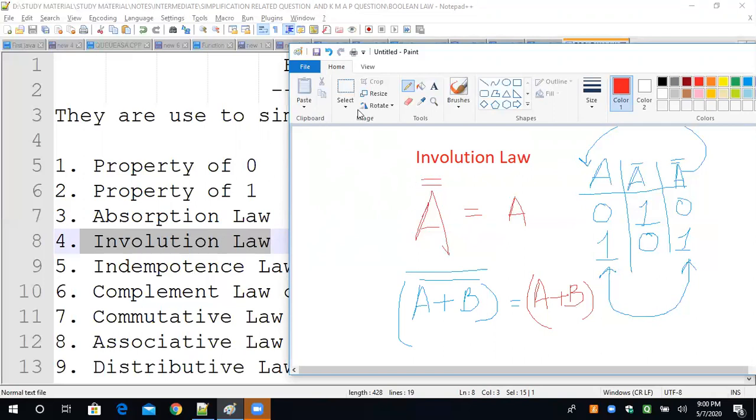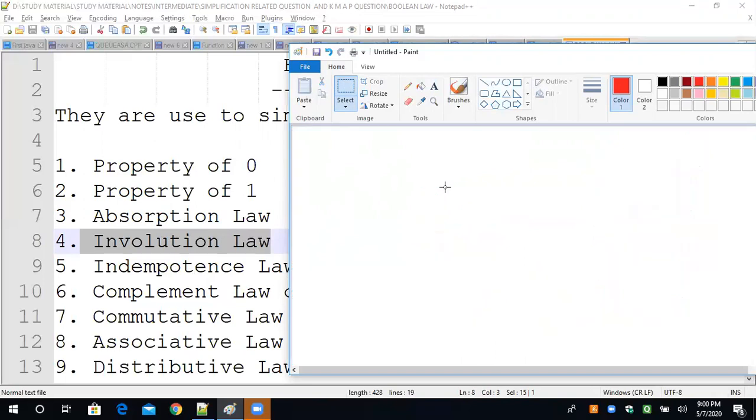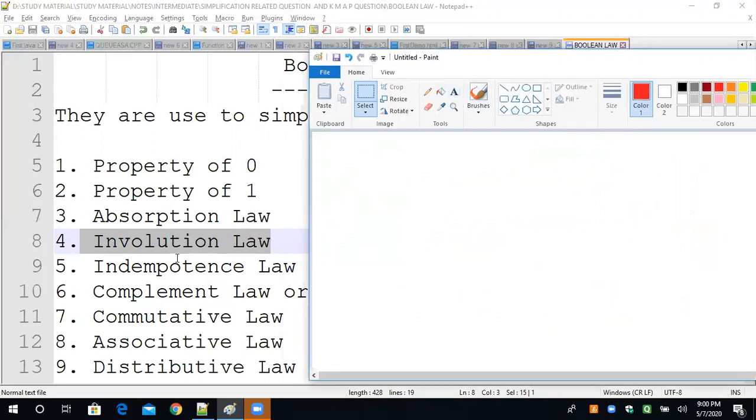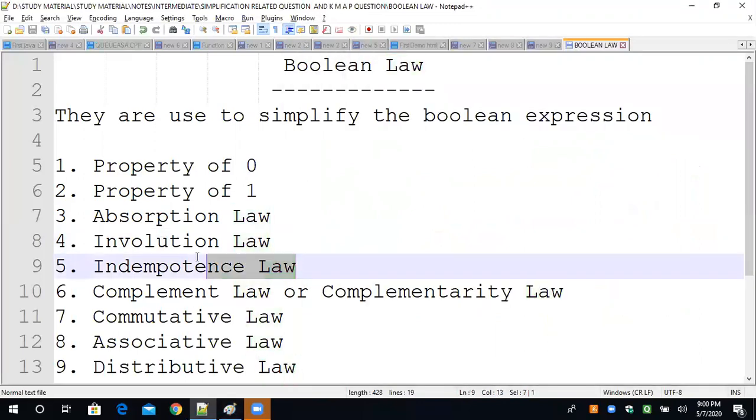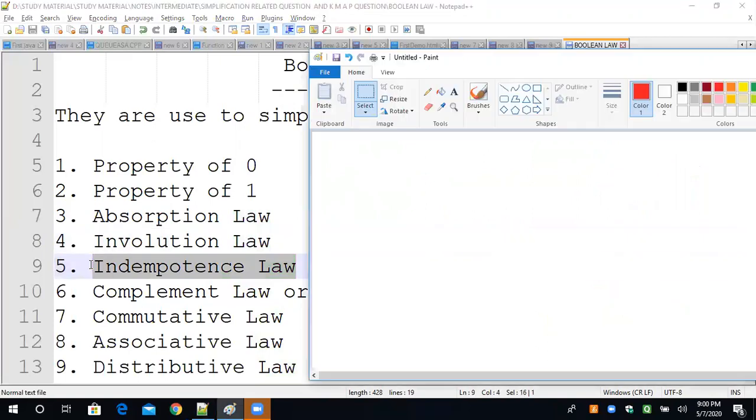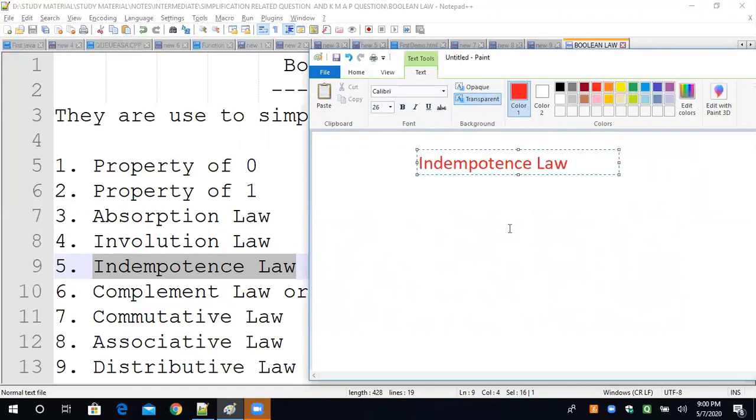So I'm moving to the next law, called the idempotence law. It is all about the pronunciation. Some people say idempotence one way, some people say it another way. No problem. So I'm just copying the idempotence law. Here I'm just pasting. Okay, idempotence law.